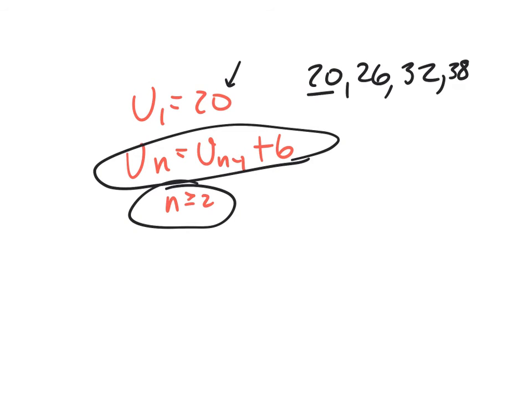start with the wrong one. 20 is the first term. Include it. A lot of people start with 26. I get it. You're thinking, well, it already gave me the 20, but that's the first term, so put it in your list. That's the first term, that's the second term, that's the third term, that's the fourth term.